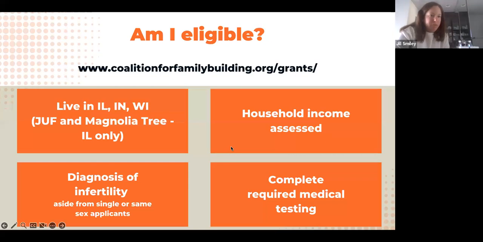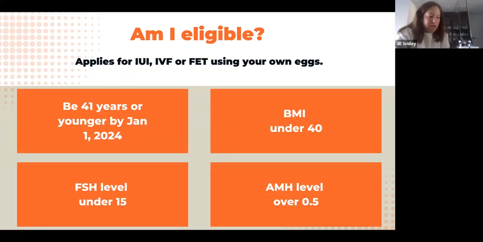So now that we know the grants available, let's talk a little bit more about eligibility to apply and who is eligible. Jill, can you take the lead on this? Yes, so the basics are that you need to be 41 years or younger. Your BMI needs to be less than 40. Your FSH needs to be less than 15, and your AMH needs to be greater than 0.5. And this is if you're using your own eggs.